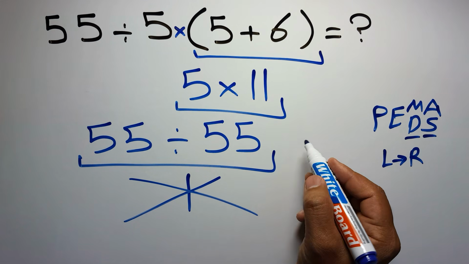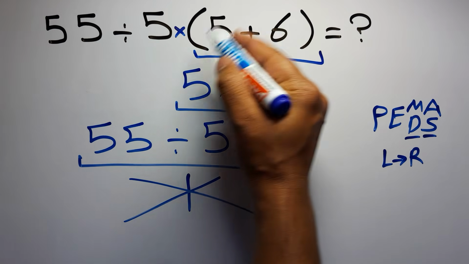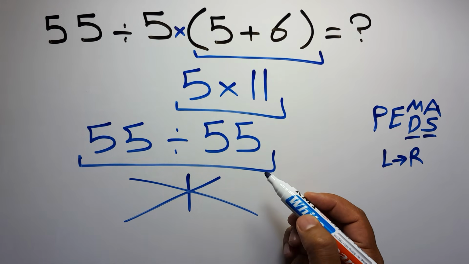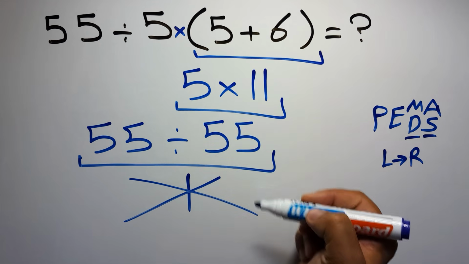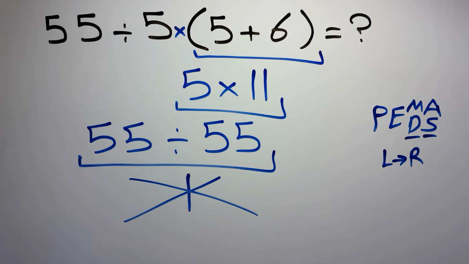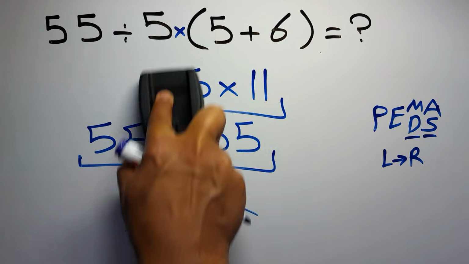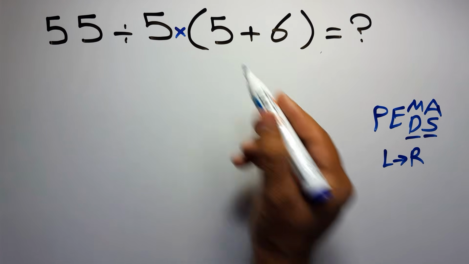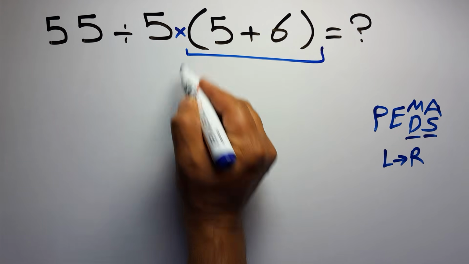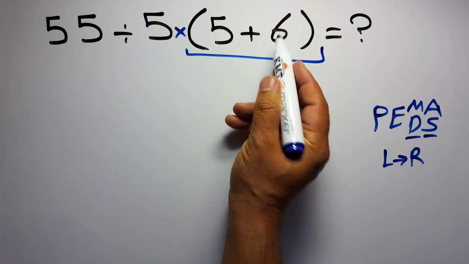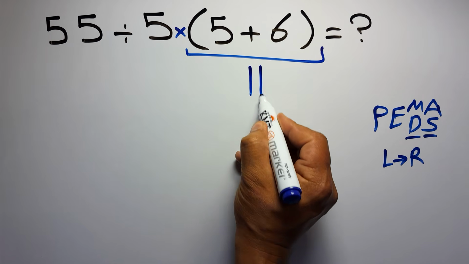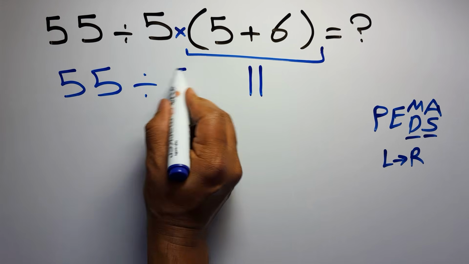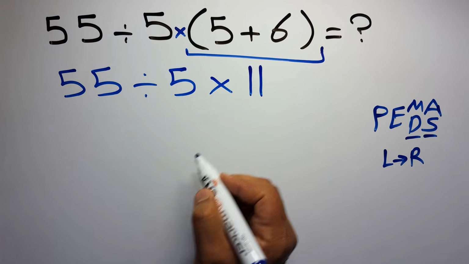Okay, so according to PEMDAS, first we have to do this parentheses, then this division, and finally this multiplication. If we do this multiplication before this division, it is wrong. So first we have to do this parentheses. Inside this parentheses we have 5 plus 6 which equals 11. So we have 55 divided by 5 then times 11.